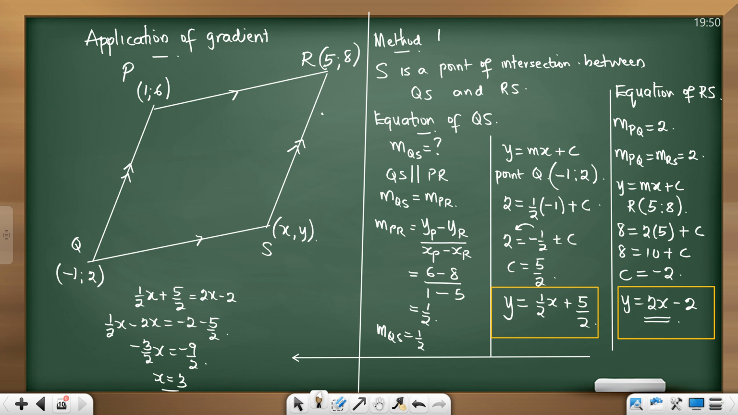So if x is 3, what is the value of y? We just substitute in any of the equations, right? Let's substitute in the one without a fraction. 2 times 3 is 6, minus 2 is 4. So what is the coordinate of S? All right, such a long process, method number 1. But we got the answer. Are we okay with method number 1?